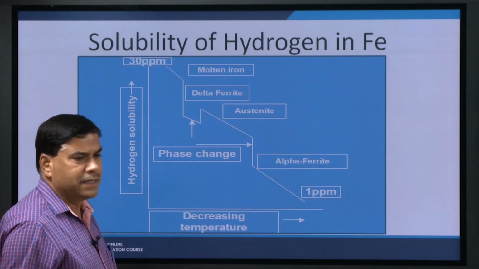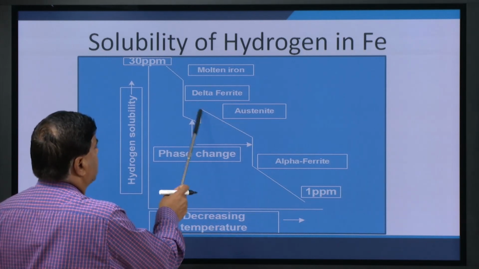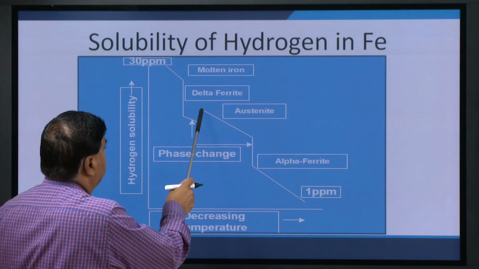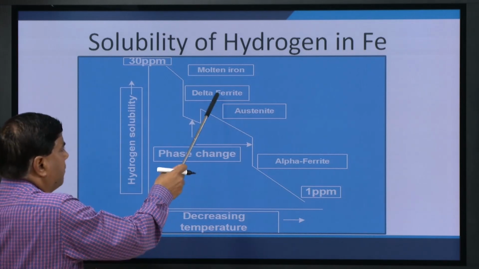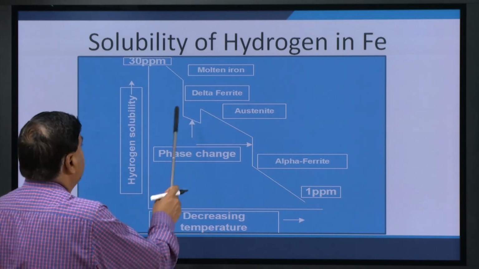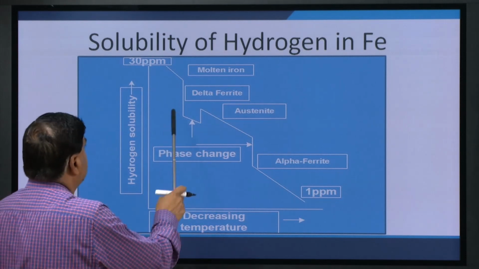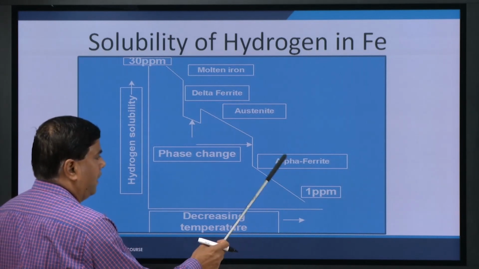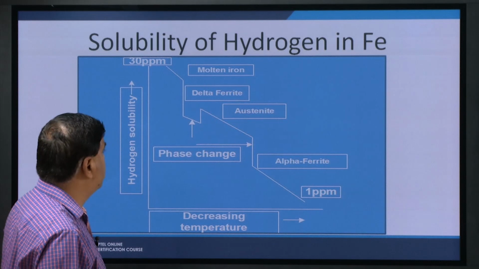This happens primarily, say for pure iron, at 910 degrees centigrade. Here also in the austenite, the solubility of hydrogen keeps on increasing with the temperature, and then some drop in the solubility of hydrogen is observed. That is primarily due to, again, the change in crystal structure from FCC to BCC due to the formation of delta ferrite. After this we reach the melting point, and as soon as the iron reaches the molten state, there is a sudden increase in solubility up to 30 ppm. So the solubility of hydrogen in iron changes from 1 ppm to 30 ppm from the solid state to the liquid state.